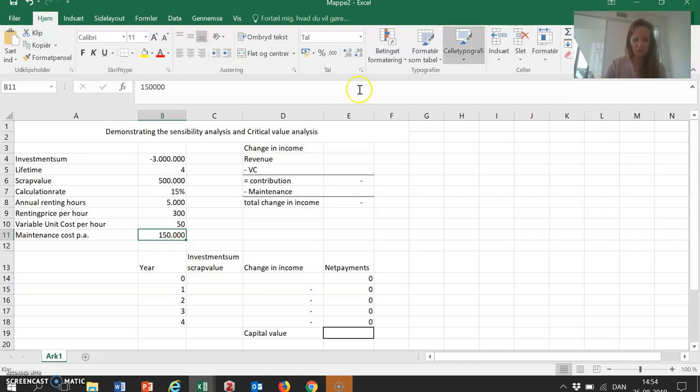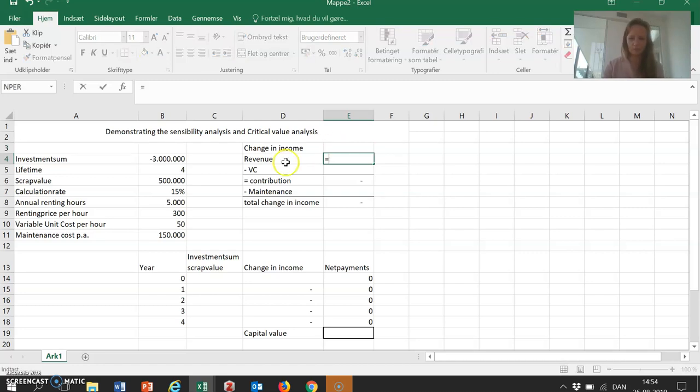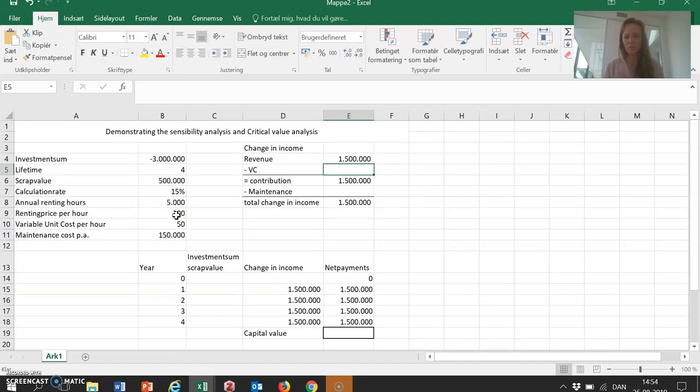So what we do, and what we miss here in our calculation, is of course the change in income. So the first thing we do is to calculate the revenue. The revenue would be calculated by taking the 5,000 hours that they expect to be able to actually rent this, and they are taking a renting price of 300, so 1.5 million.